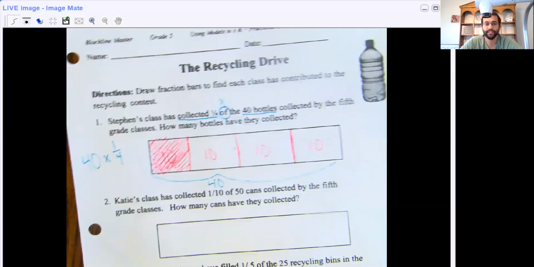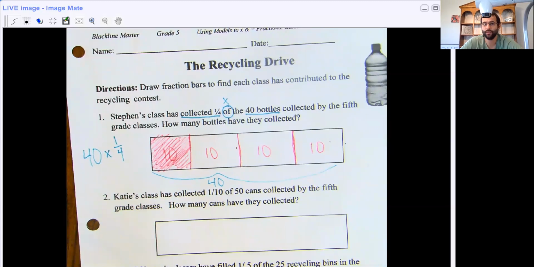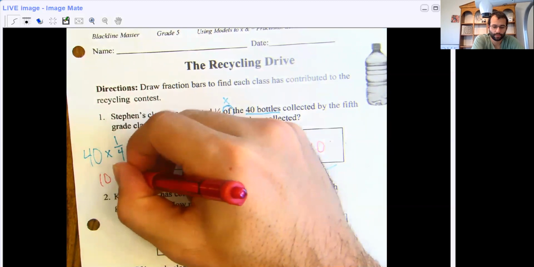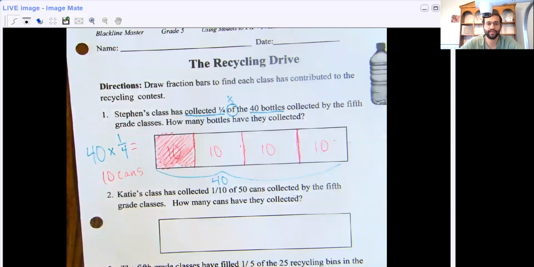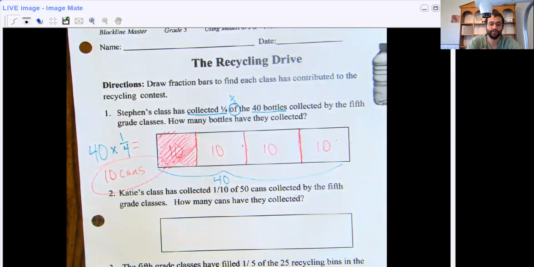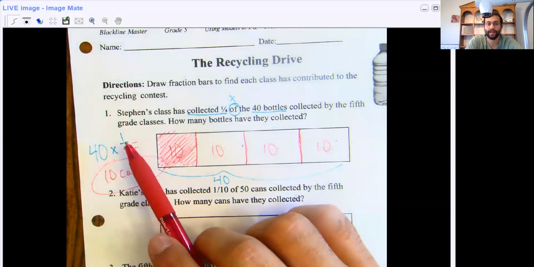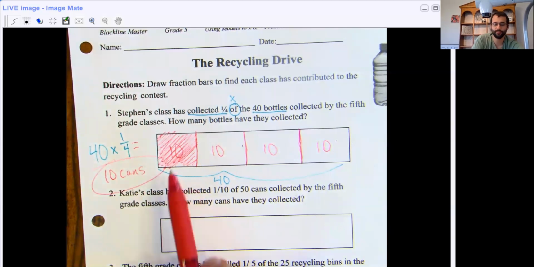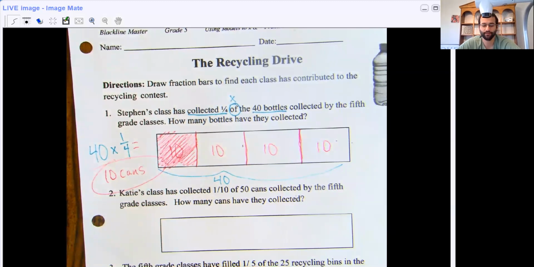I shaded one piece, which means I shaded 10 of the cans. So I know that Stephen's class collected 10 cans with what was shaded. Now, if this were to say 3/4, I would have to shade 3 pieces. If this said 2/4, I would shade 2 pieces. But since it only says 1 piece, when I break this up into 4 different pieces, I'm going to shade one of them, which is going to be 10 cans.